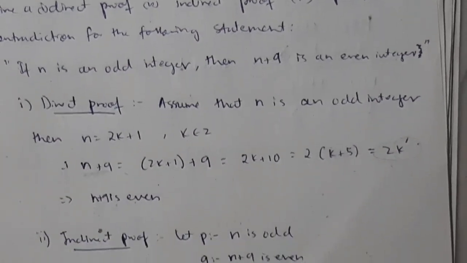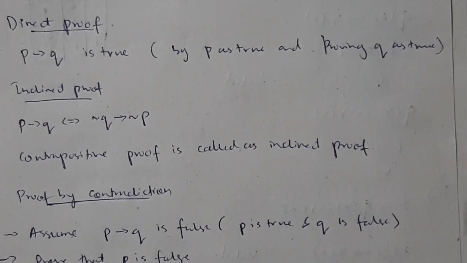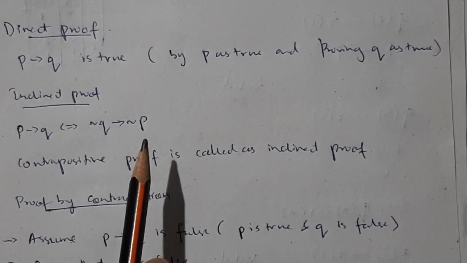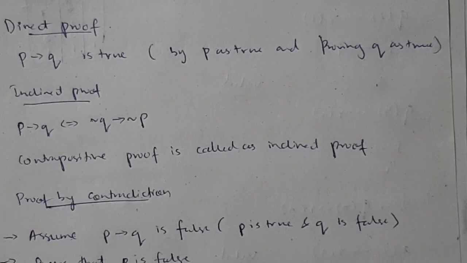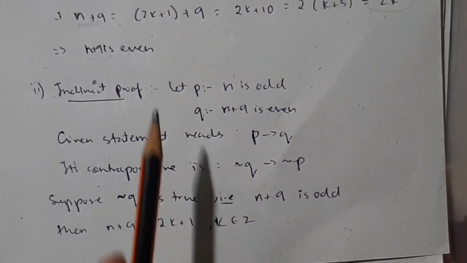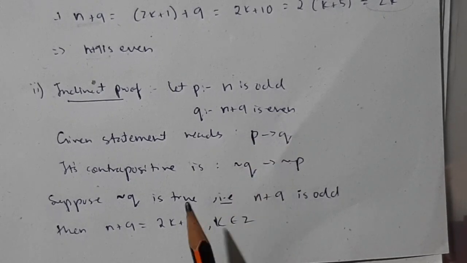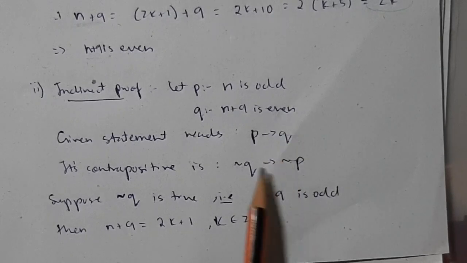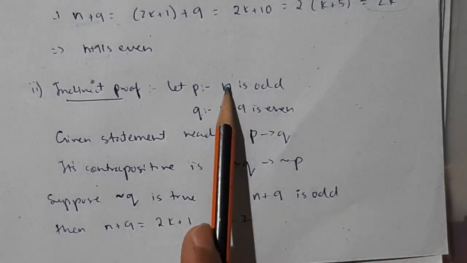In an indirect proof you will do the same thing, but you will use the contrapositive. That's the rule. Remember, I had told you conditional and contrapositive are logically equivalent. So to prove this, we will prove the contrapositive. We take these two as p and q, and the statement is p conditional q. What's the contrapositive? If n plus 9 is odd, that is not q, then n is even.